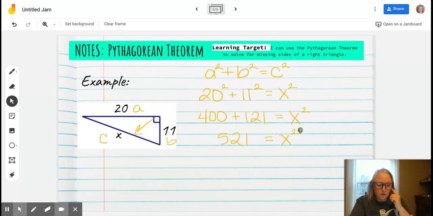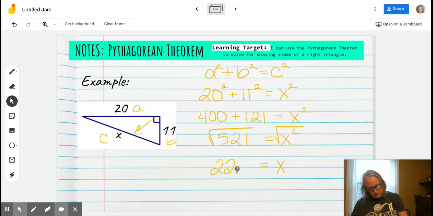So just like we did before, in order to undo a square, in order to find out what x is actually equal to, we take the square root of both sides. So we're going to go ahead and take the square root, and we're left with x equals, and I don't know the answer to this one off the top of my head, so let's do the square root of 521, and we get approximately 22.8. Okay, so that means our hypotenuse is 22.8.